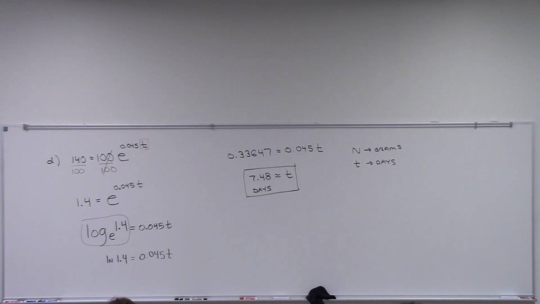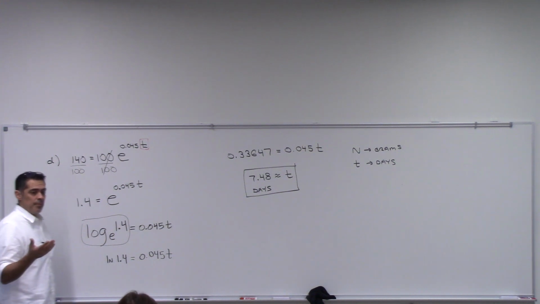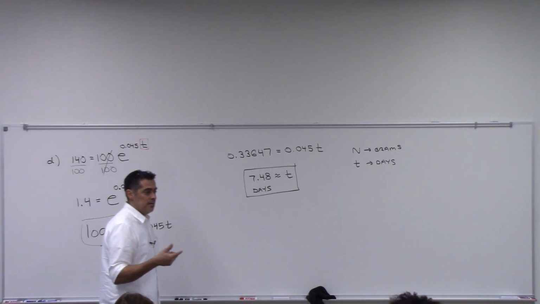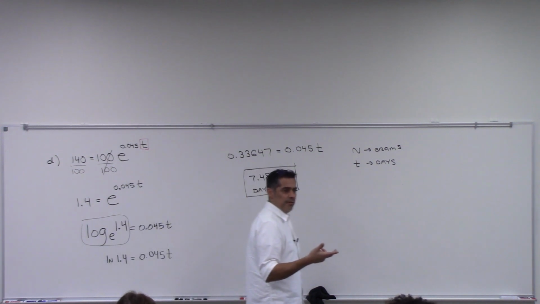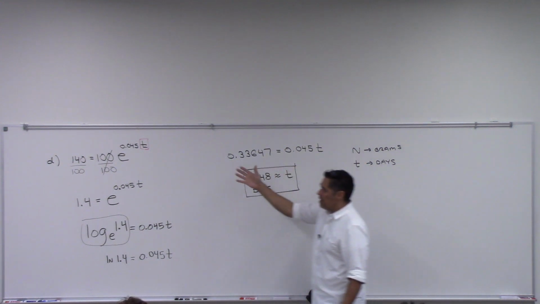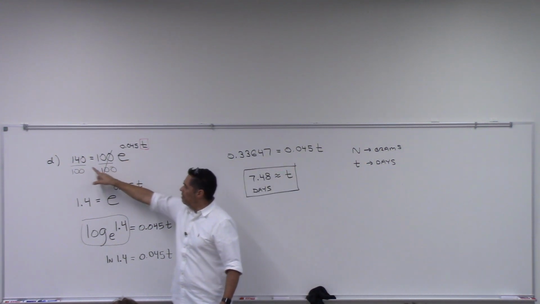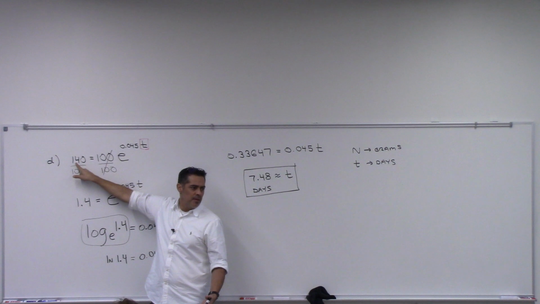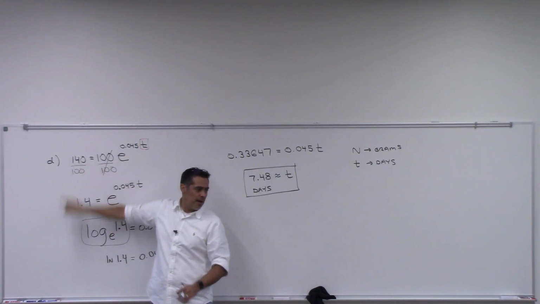Okay. Part D. What is the doubling time for the population? So that's really saying how long does it take for it to double. What did it start at? 100. So if you double 100, you get 200, right? So I'm basically going to do the exact same thing I just did a second ago, except instead of 140, I'm going to put 200. That's double what I started with, right?